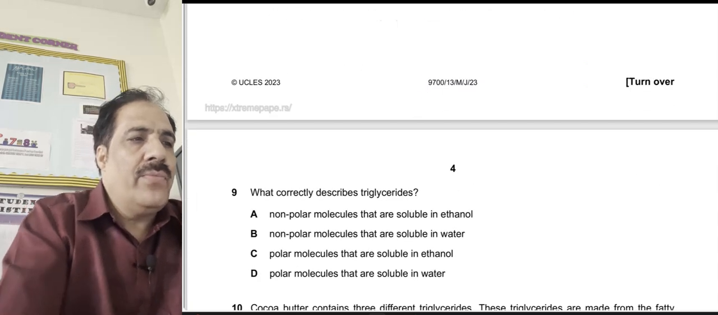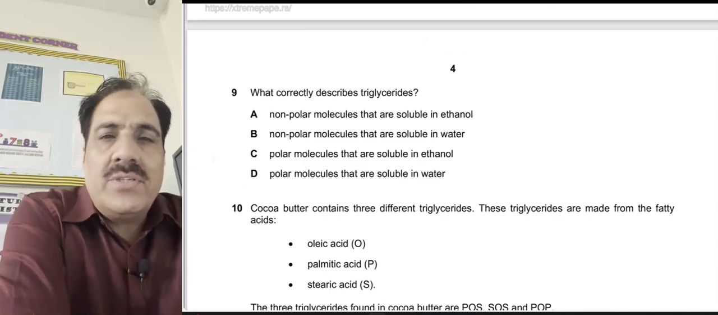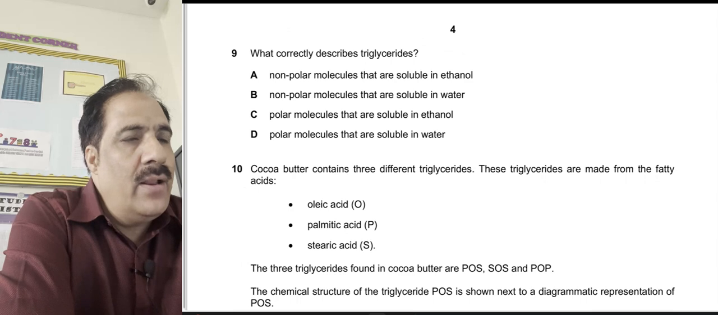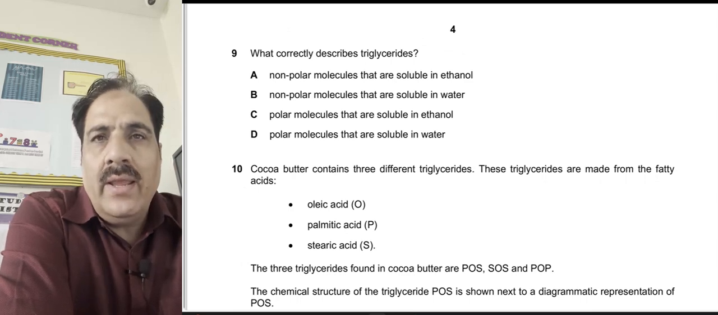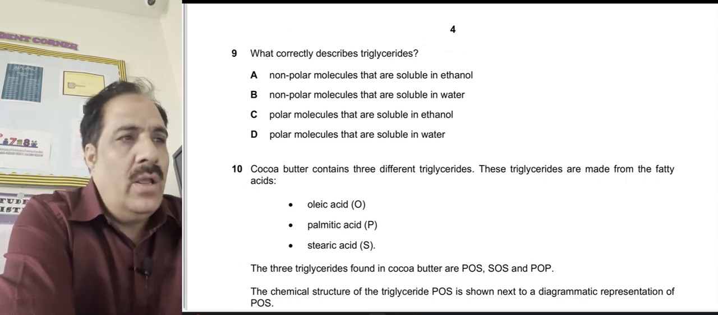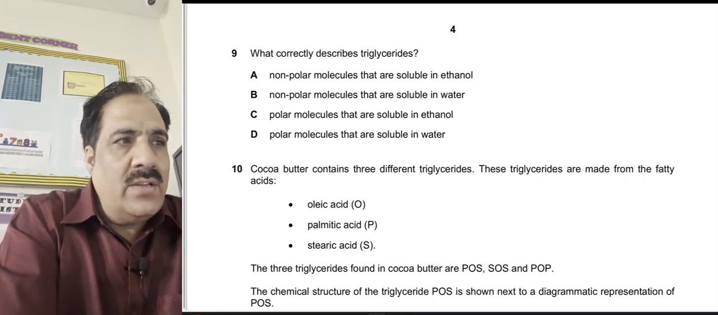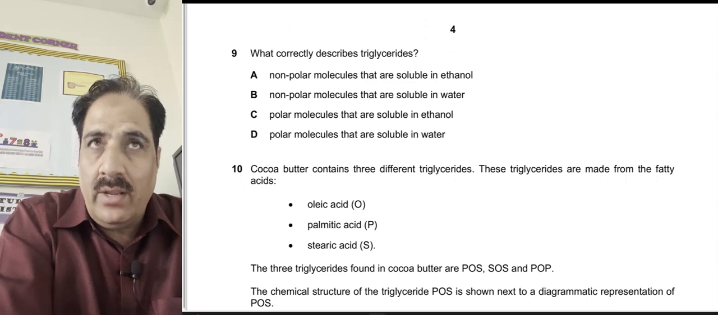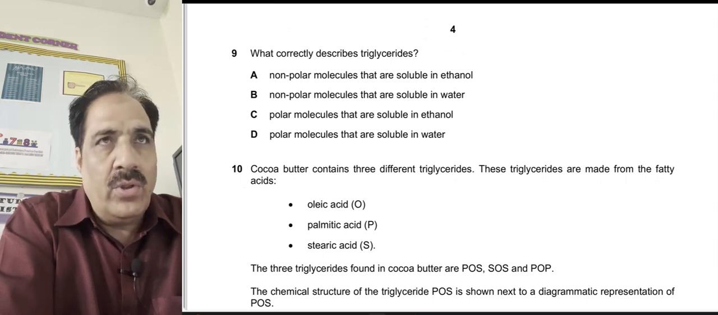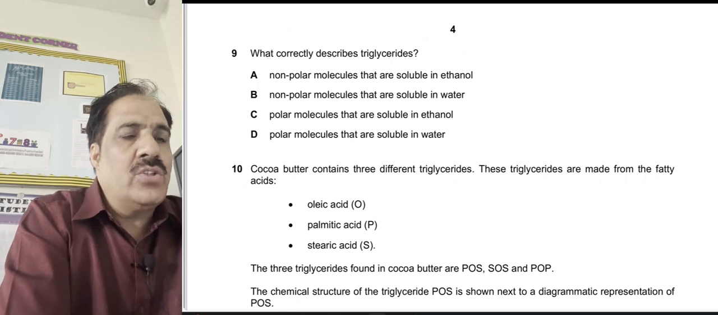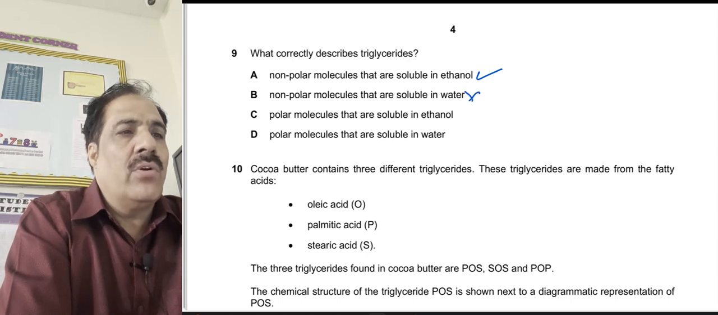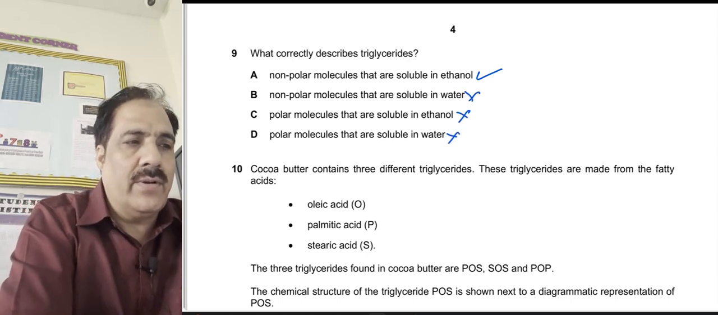Question number 9. What correctly describes triglycerides? We know triglycerides are the same as the lipids, and lipids are insoluble in water and soluble in the alcohol. And all the triglycerides, if any one of them is not replaced by phosphate, they are non-polar molecules. So they are non-polar and soluble in ethanol, that's the correct one. Non-polar that are soluble in water, they are not soluble in water. Polar, they are not polar molecules. So option A is the correct one.